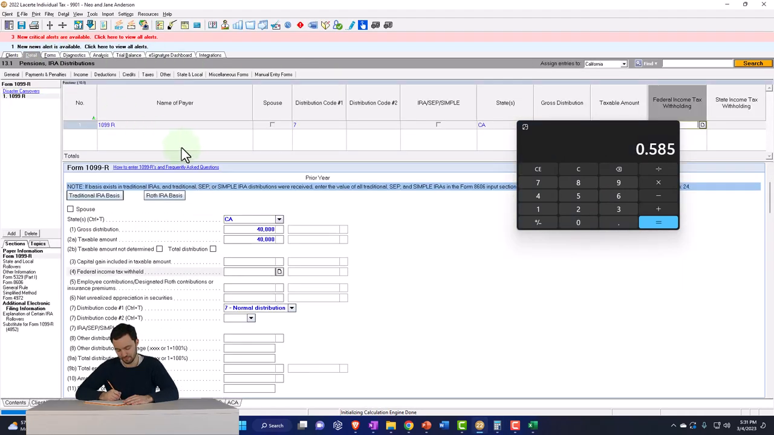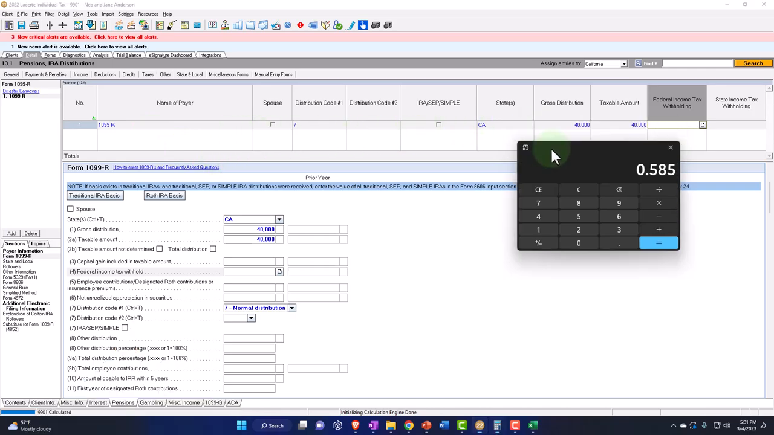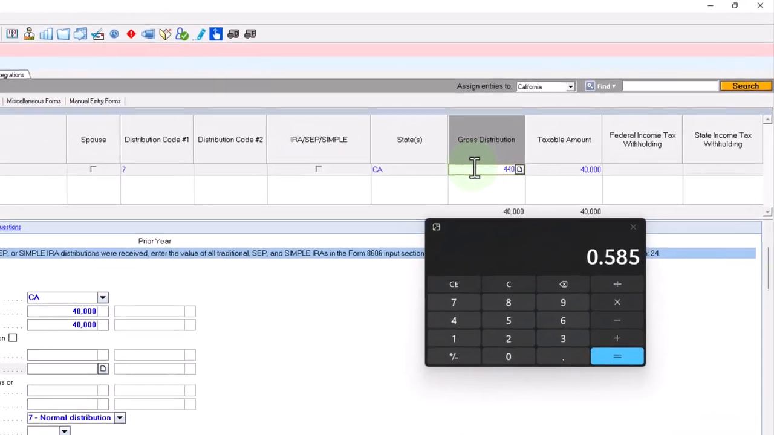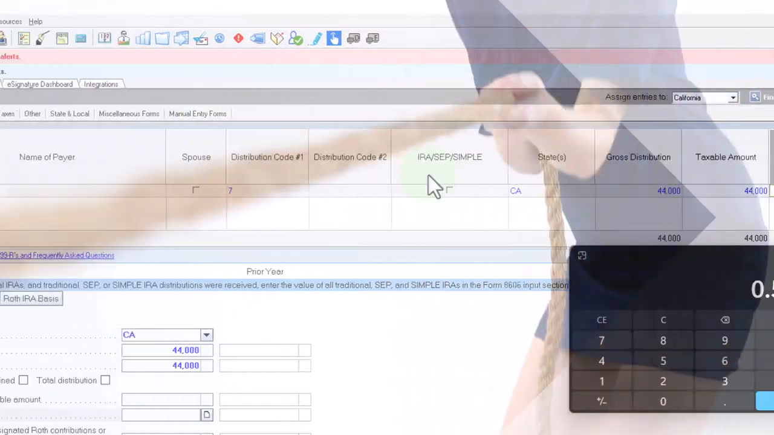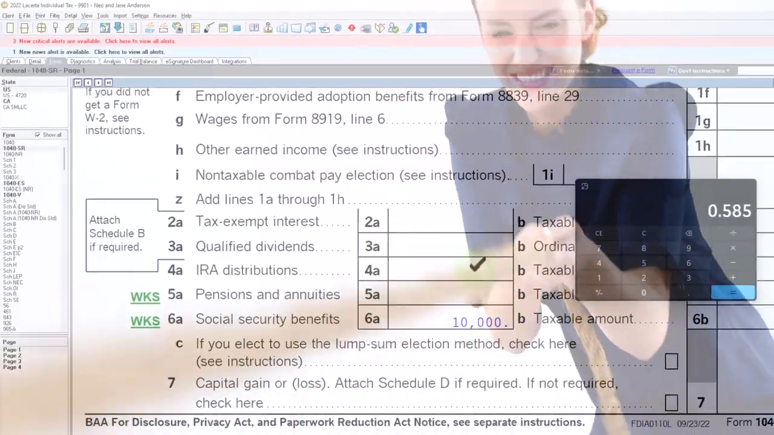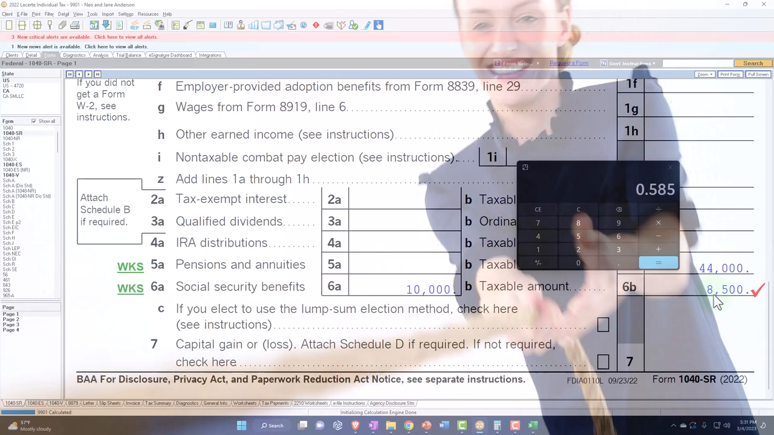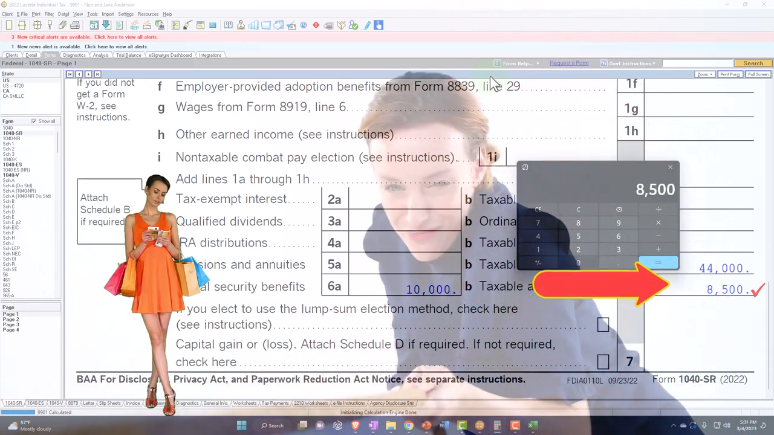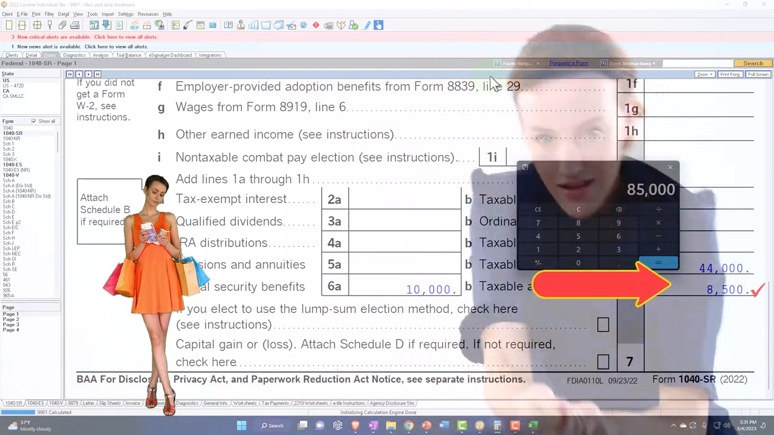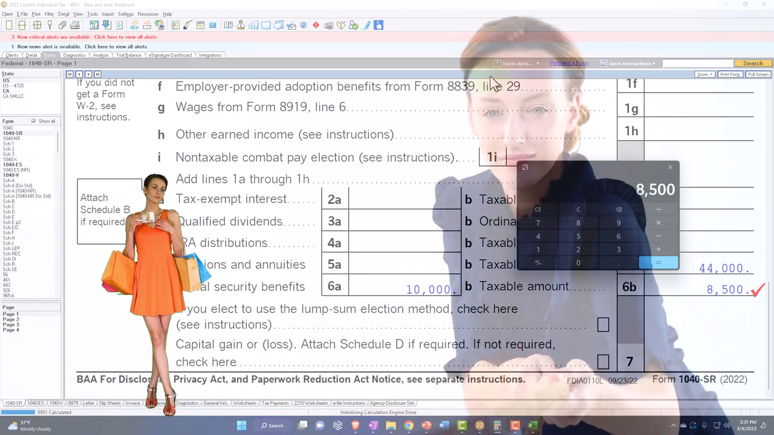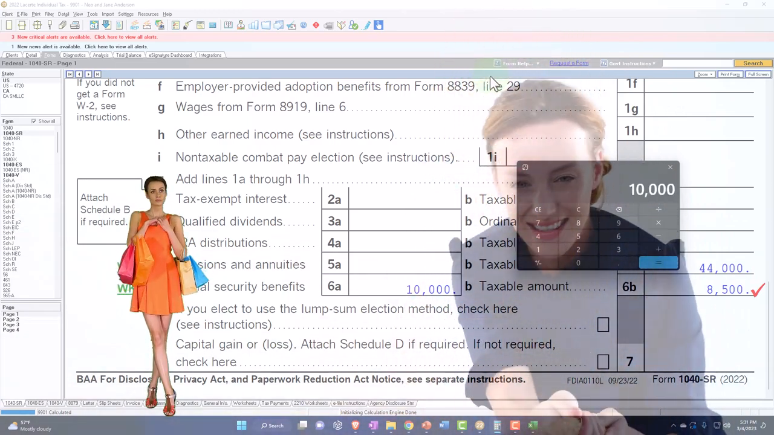And then if I bring it up to like, I think it's like 44,000, and pull it on over, now we're at that 85%. So it's still a fairly low threshold, but obviously the threshold differs for married filing joint versus the single threshold.